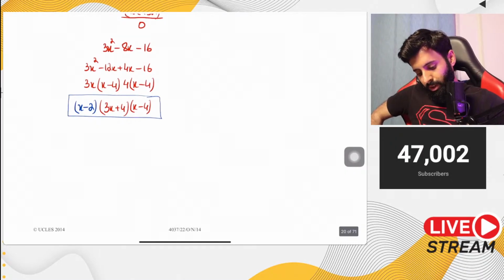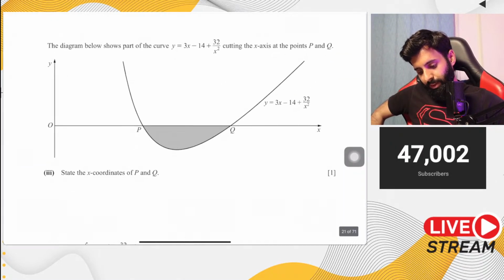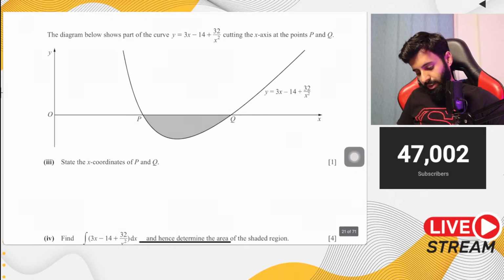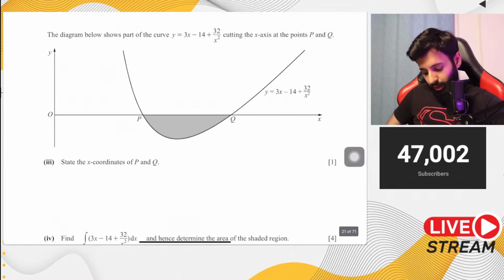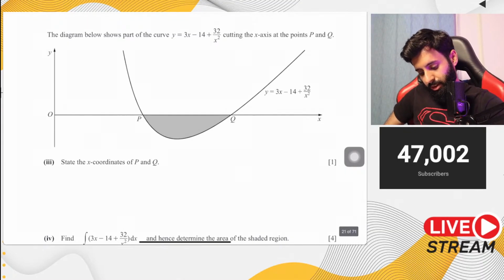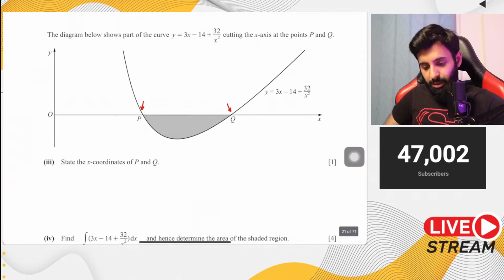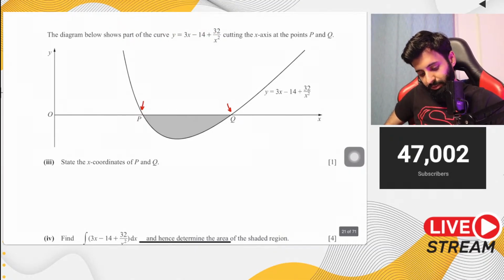Now it says the diagram below shows part of the curve y equals 3x minus 14 plus 32 upon x squared, cutting the x-axis at P and Q. State the coordinates of P and Q. So how will I find the coordinates of P and Q? The coordinates of P and Q are basically the x-intercepts. Now notice, why is this a 1-mark question? This is a 1-mark question because most of the work required to find the coordinates of P and Q has already been done.